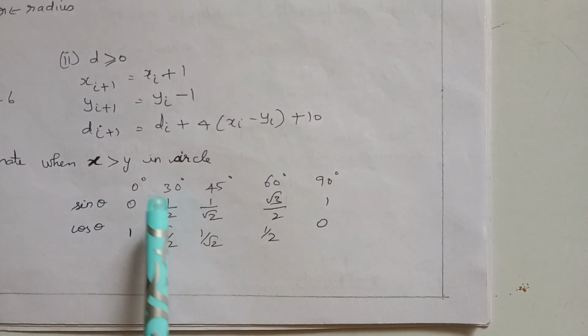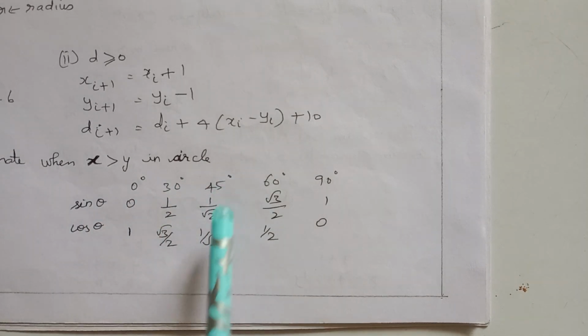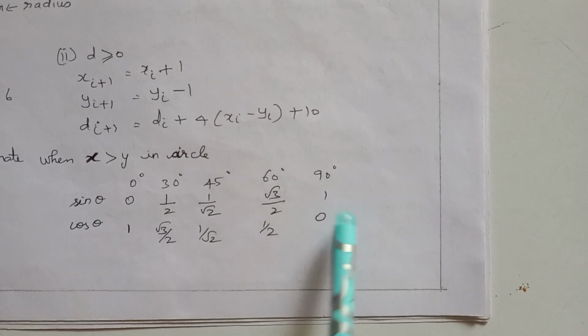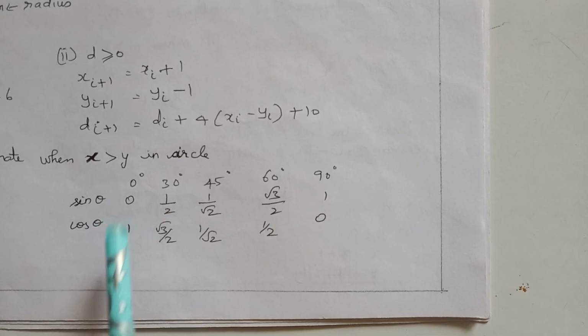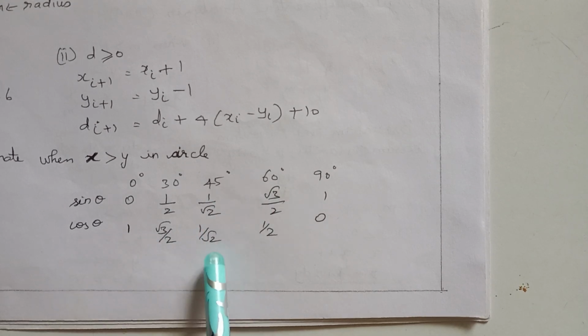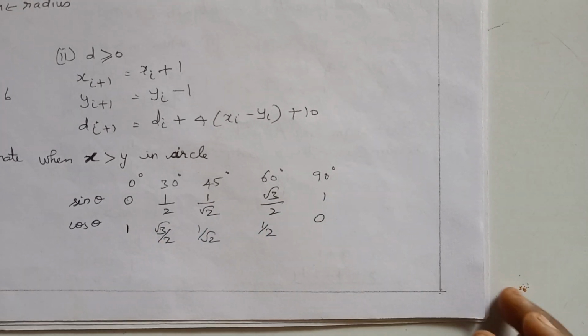Sine 0 is 0, sine 30 is half, sine 45 is 1 by root 2, sine 60 is root 3 by 2, sine 90 is 1. Similarly, cos 0 is 1, cos 30 is root 3 by 2, cos 45 is 1 by root 2, cos 60 is 1 by 2, and cos 90 is 0.